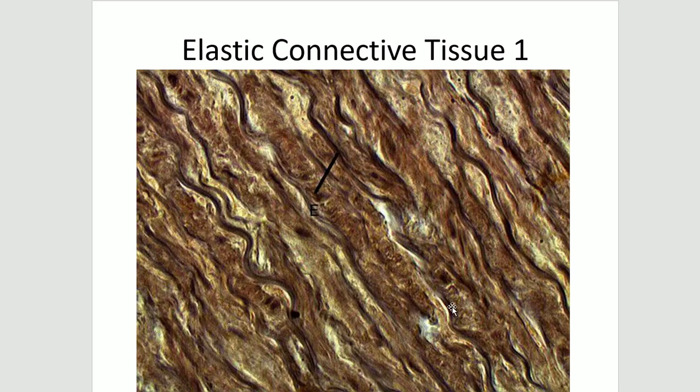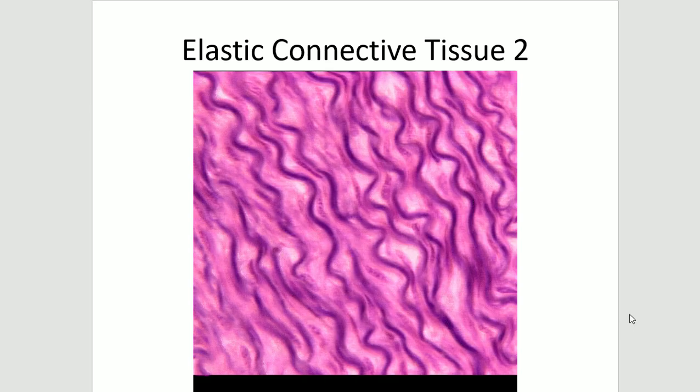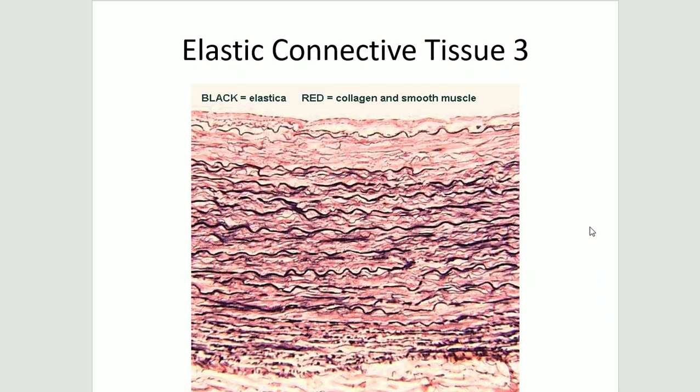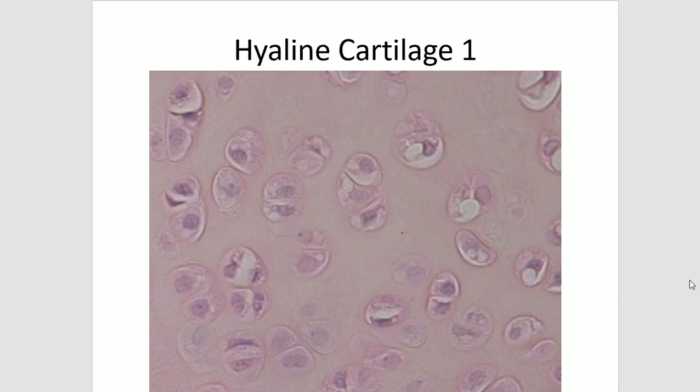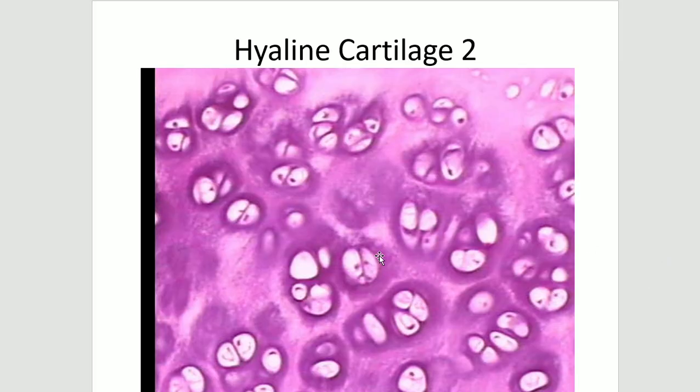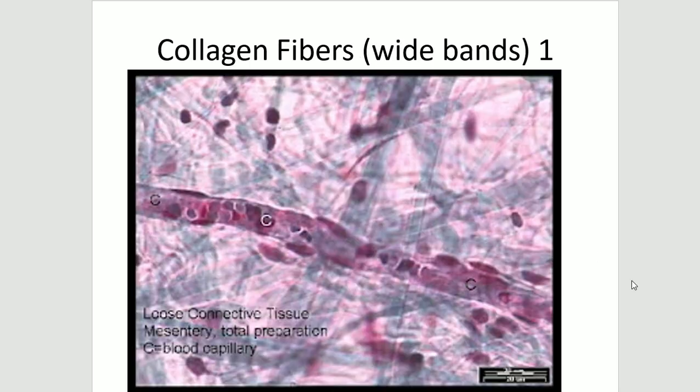Elastic connective tissue. Elastic fibers right there. Another example of elastic connective tissue. Curly fibers. And then another example of elastic tissue. Curly little fibers. Hyaline cartilage, double bubbles. Another example of hyaline cartilage, double bubbles. So that's what you're looking for there.